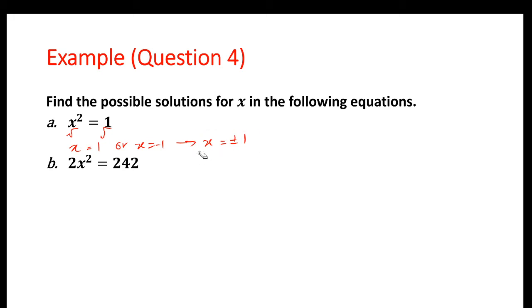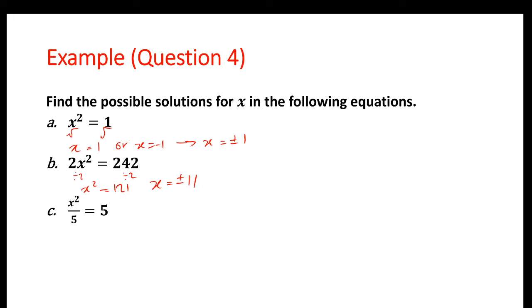Okay, 2x squared is equal to 242. We'll divide both sides by 2. We get x squared is equal to 121. Take the square root of both sides, and that leaves me with x is equal to plus or minus 11, because 11 times 11 is 121. 11 times negative 11 is also 121. So x is equal to plus or minus 11.